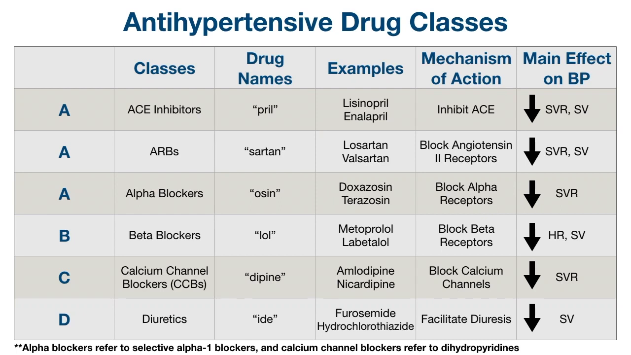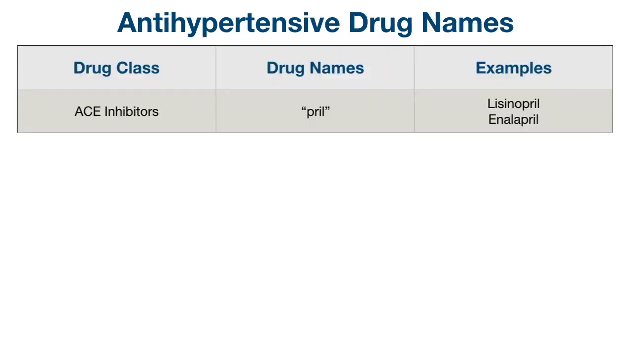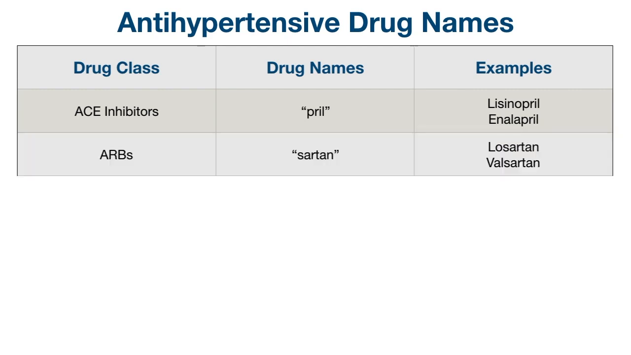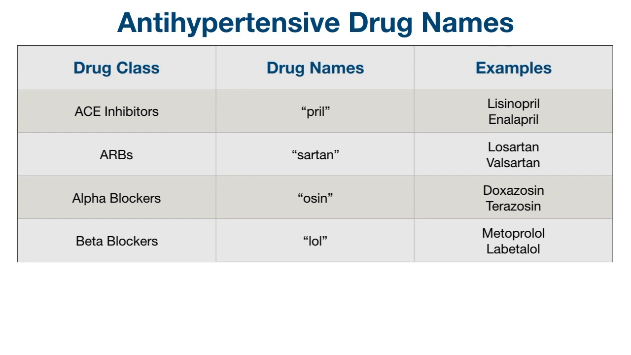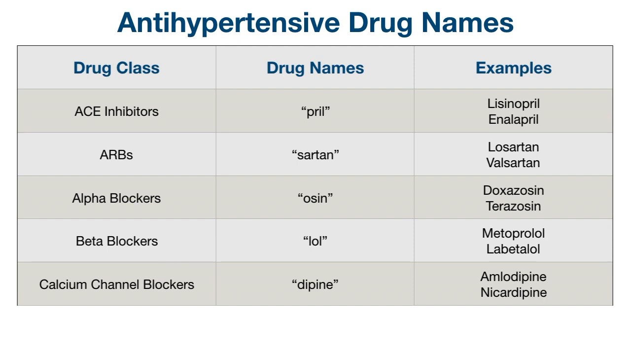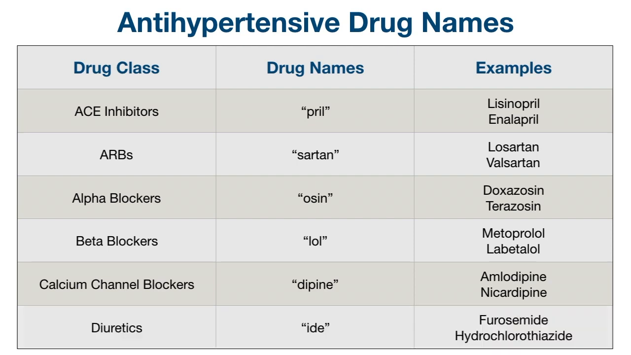Now that we have an easy way to remember the drug names within each class, let's take a look at some examples. We know ACE inhibitors end in pril. Some examples include lisinopril and enalapril. ARBs have the suffix sartan, and some examples are losartan and valsartan. Alpha blockers, specifically the selective alpha-1 blockers, end in osin, such as doxazosin and terazosin. Example beta blockers include metoprolol and labetalol, and you can see how they end in lol. The dihydropyridine calcium channel blockers typically end in dipine, such as amlodipine and nicardipine. Finally, many but not all diuretics end in "ide," as we can see with furosemide and hydrochlorothiazide.